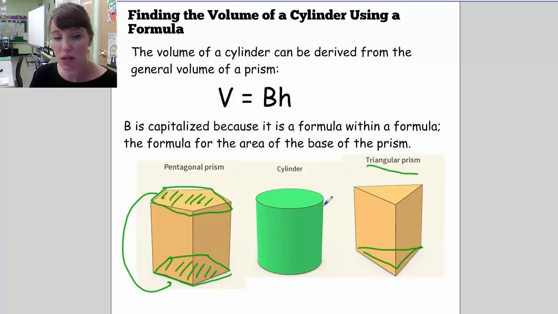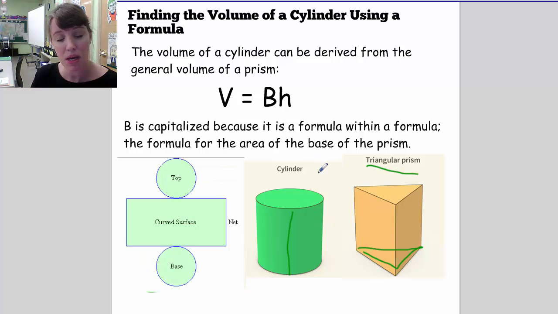Now, a cylinder is not technically a prism because the sides are not rectangles like you see in the pentagonal prism and the triangular prism. Its side is actually a curved surface like this. And actually, if I cut it open, the side ends up being a rectangle.